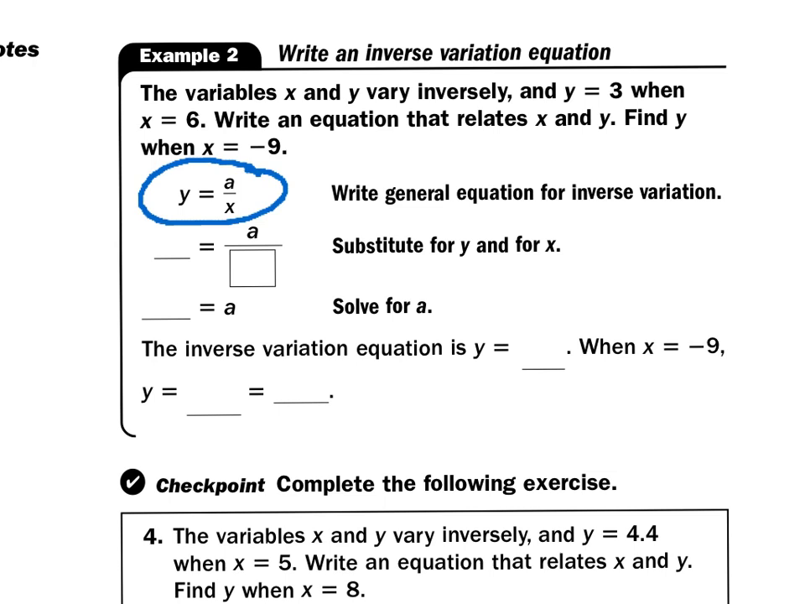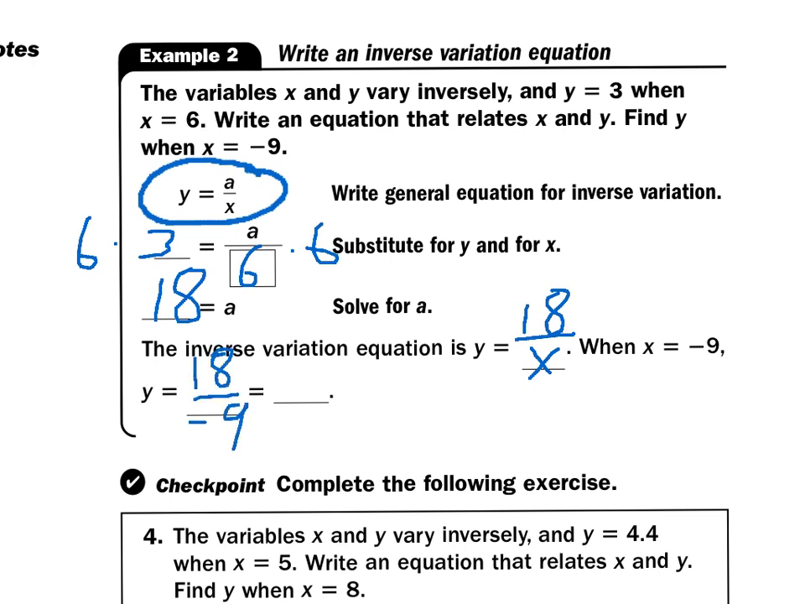And so if it gives me a y of 3 and it gives me an x of 6, I can find what a is. And that's really what you're always trying to do, is find that a, that constant of variation. So if I multiply both sides by 6 here, I get that a equals 18. So my equation becomes y equals 18 over x. So when x is negative 9, I got 18 over negative 9. Therefore, when x is negative 9, y is negative 2. That's how you find that.